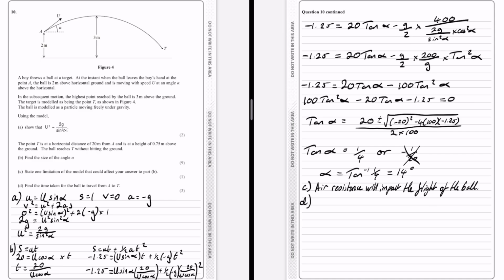Then for D, we now have a value of alpha. So u squared equals 2g over sine squared alpha. I could square root both sides. u will be equal to the square root of 2g over sine squared alpha. Plugging my 14 degrees in will give me a value for u, and then we know that t is 20 over u cos alpha. So to calculate t, we can do 20 divided by the value we just got for u there. I'm going to use an unrounded answer, times by cos of the 14 degrees. Plug that all in, and t comes out as 1.1 seconds.